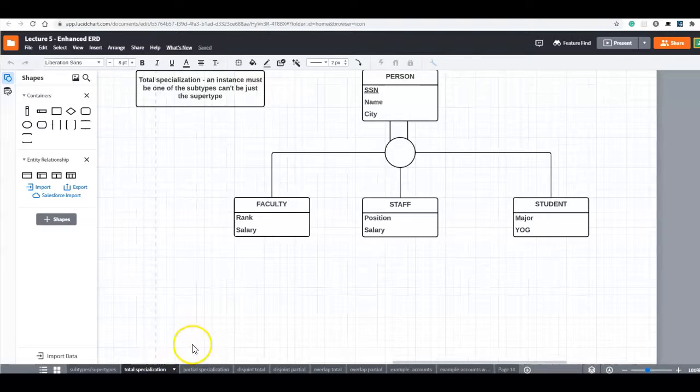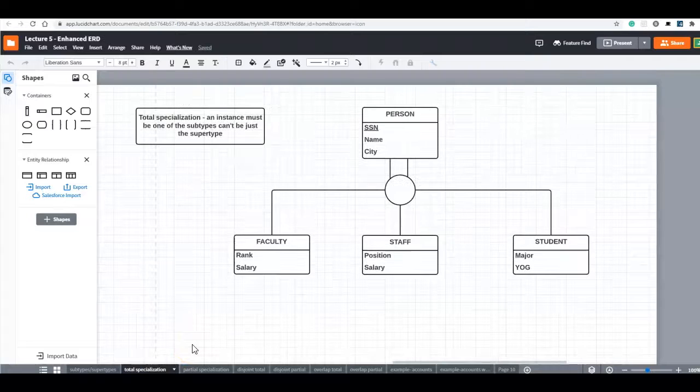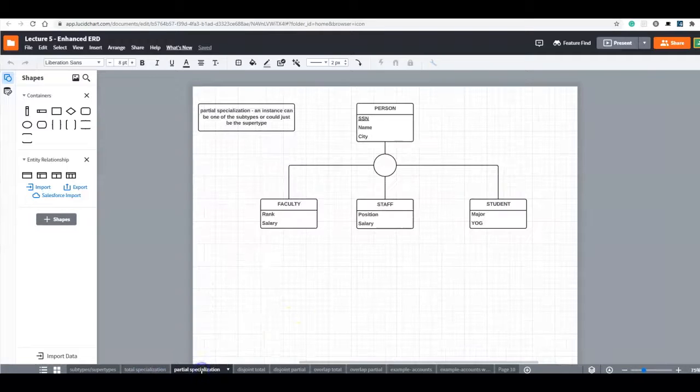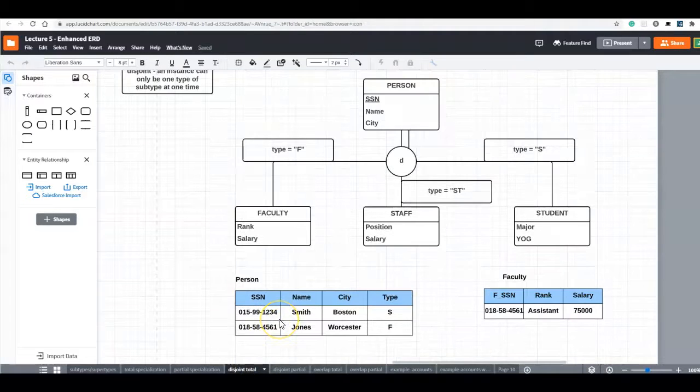Now I talked about total specialization, and so here a person can't be a generic person, right? It could be faculty, staff, or a student. It can't just be a person. Partial, they could just be a person, right? By itself.